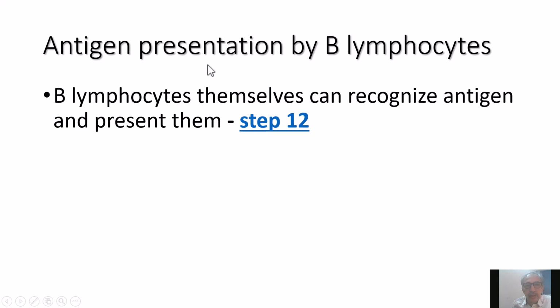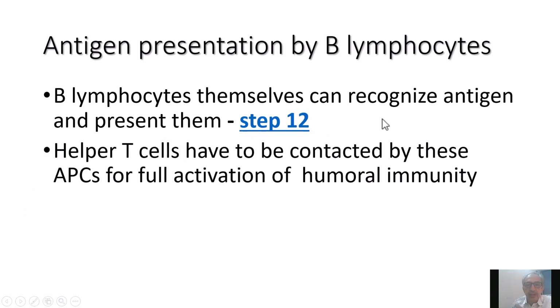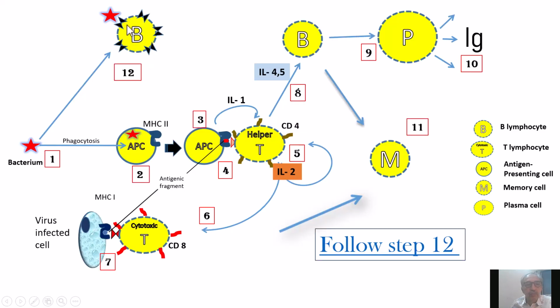As we have seen, antigen presentation can also be done by the B lymphocyte. B lymphocytes themselves can present antigens. They recognize antigen and present them to the helper T cells. Helper T cells have to be contacted by these APCs for full activation of humoral immunity. As such, B lymphocytes, when they contact antigen, cannot multiply unless helper T cells are contacted. This is step 12.